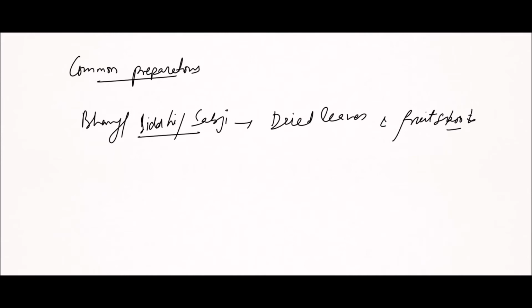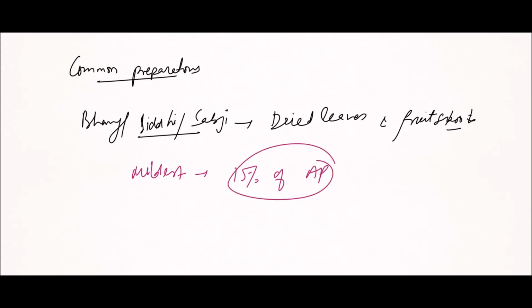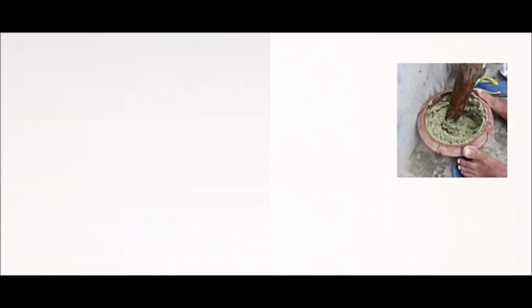Now this bhang is the mildest form, which contains about 15% of active principle. So only 15% of active principle is there in bhang, which is prepared from dried leaves and fruit shoots.